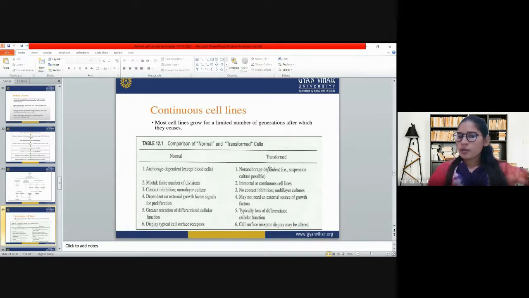In transformed cells, they are anchorage independent, for example, suspension culture is possible, and they are important for continuous cell lines, with no contact inhibition and multi-layer culture. They may not need an external source of growth factor, and typically there is loss of differentiated culture functions and cell surface receptor display may be altered by this.